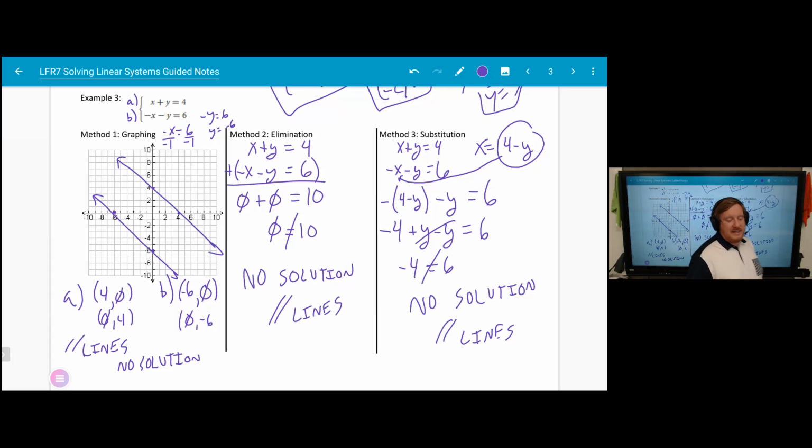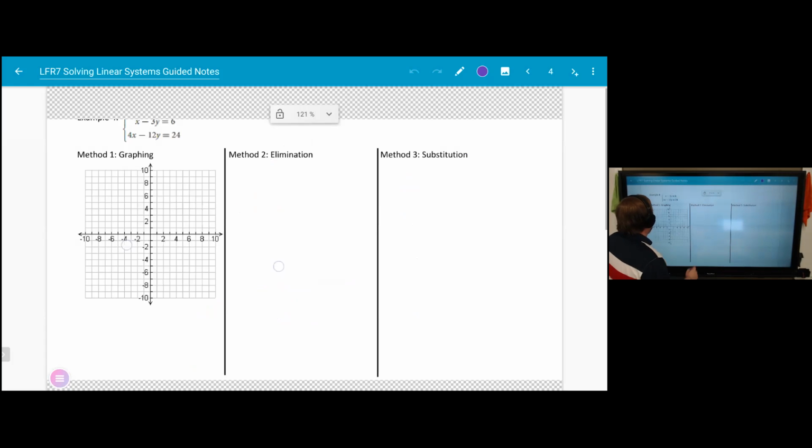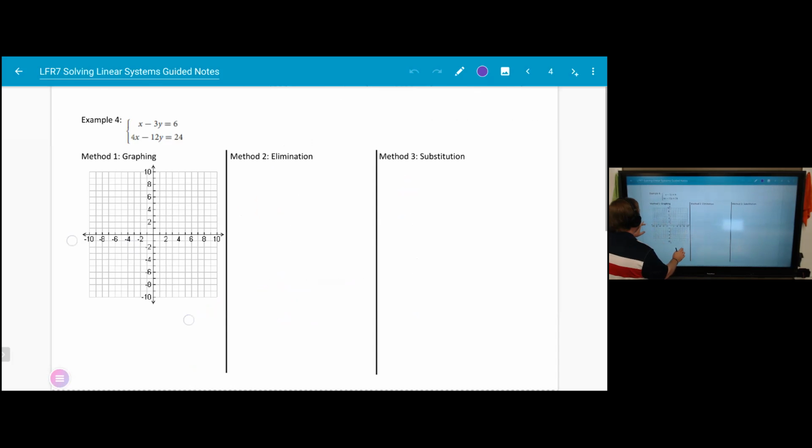We got one more to take care of. Let's go ahead and look at the example, and I'm going to tell you ahead of time what we're doing. We're trying to get when they are the same line. What happens when they are the same line? It says x minus 3y equals 6. Oh, we have to do some graphing, don't we? I'm going to do that one thing again.